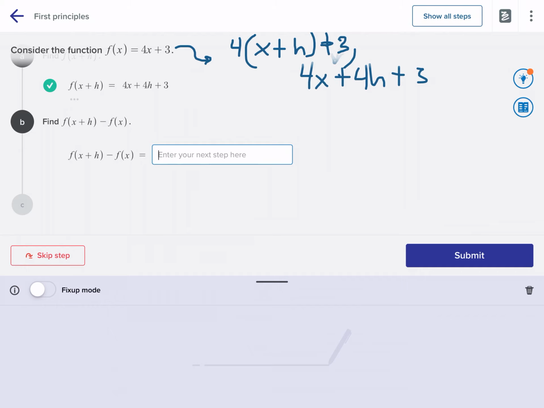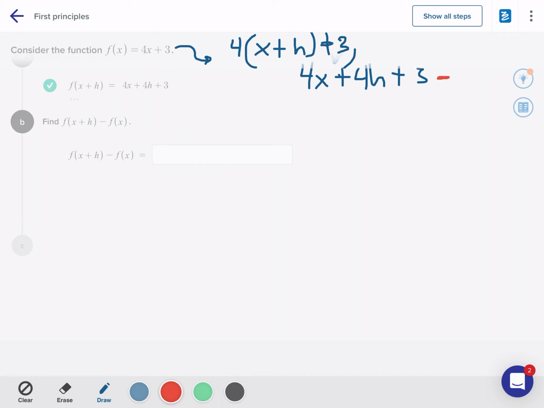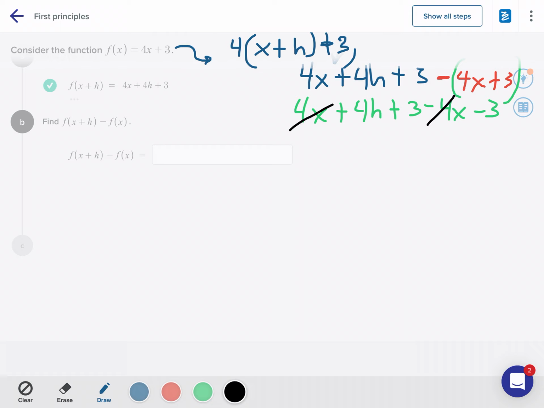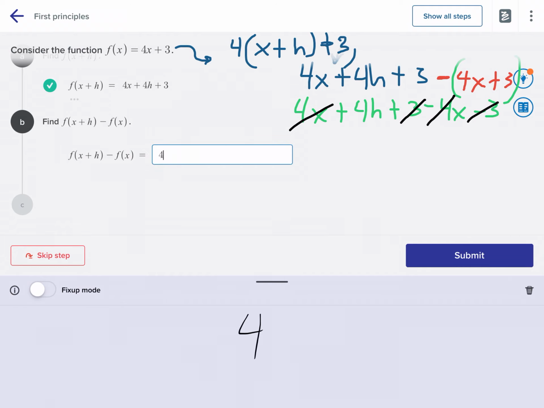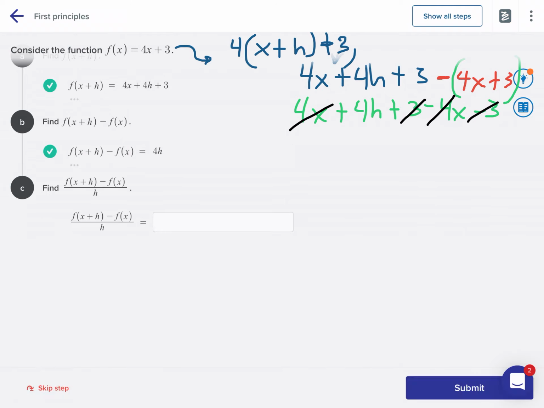And then find f of x plus h minus f of x. So now I'm just going to subtract 4x plus 3. And notice that we have a quantity here, so we have to use parentheses. And that's going to distribute the minus. It's going to be 4x plus 4h plus 3 minus 4x minus 3. And what should happen is you get some cancellations here. This should be 4x minus 4x, and then plus 3 minus 3. Let's hope that 4h would be our answer there.